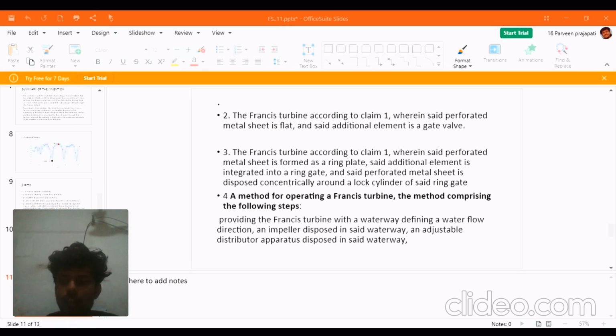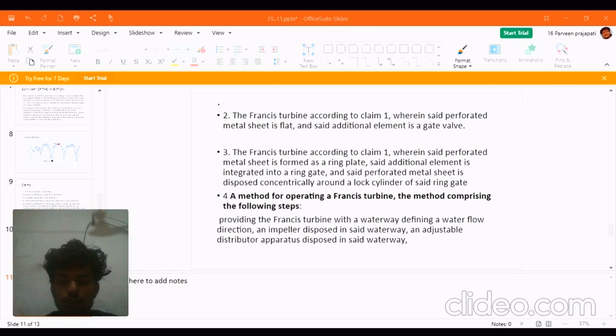And after that, sir, as you can see in the second Francis turbine, according to the claim the metal sheet is flattened. So in that second case we use the flattened one, that is good. And after that we use the metal sheet as a ring type in the third one, and we use the additional integrated ring. And after that the metal sheet is disposed accordingly.